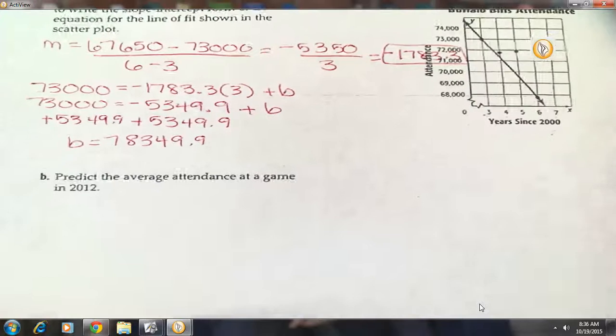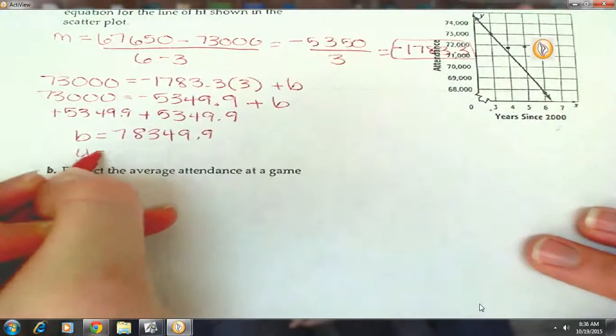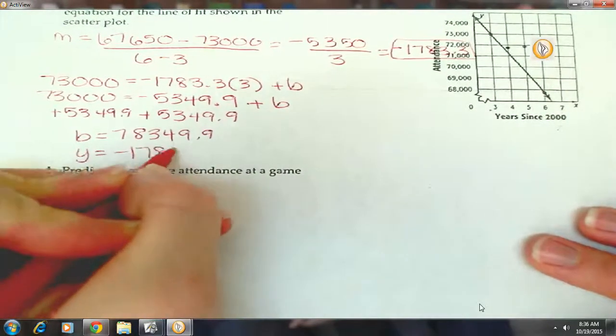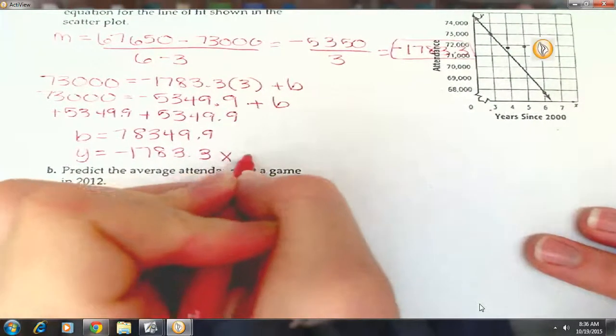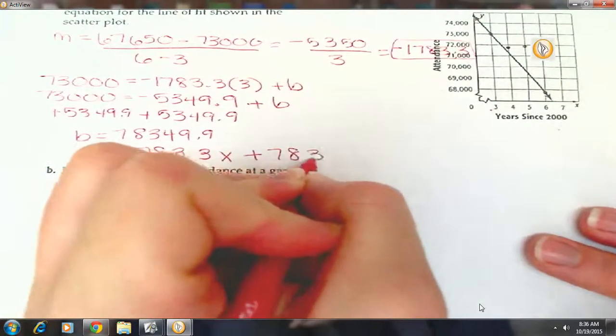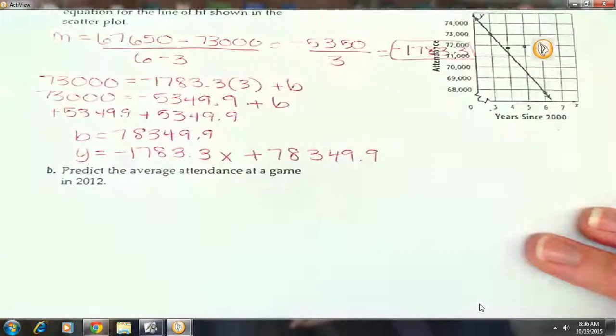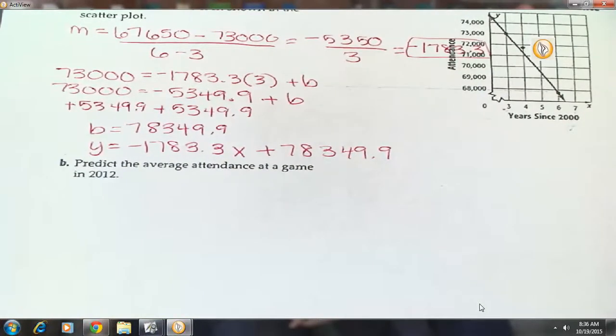Okay, so let's write our equation. We have y equals 1,783.3x plus 78,349.9. How many of you got that equation correct on your own? Good.